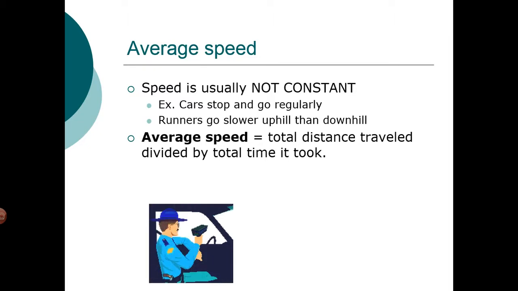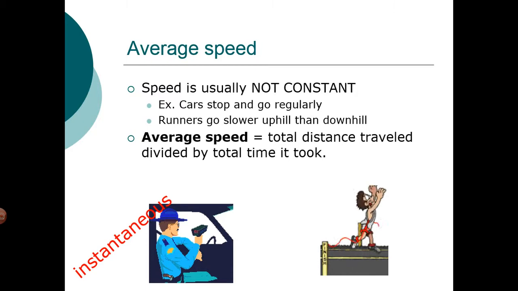Take a look here at this picture. This shows a police officer using a radar gun to catch someone's speed. Would that be measuring the average speed, or would it be measuring something called instantaneous speed? The police officer is measuring instantaneous speed. He's getting the speed of the object at one moment in time. However, if you think about someone running a race, they might start off slower and sprint at the finish, or they might start off really fast and then get tired and slow down. So if you think of someone running a race, then you are looking at the average speed.